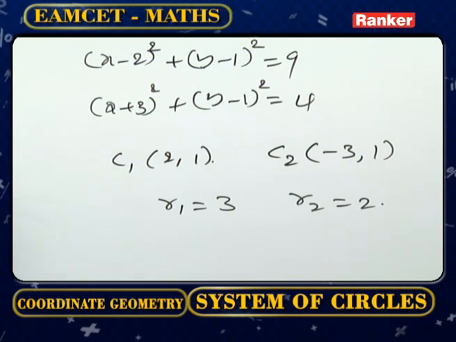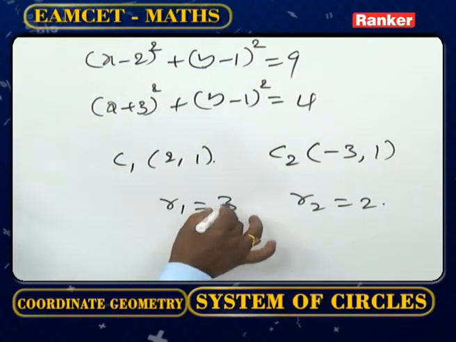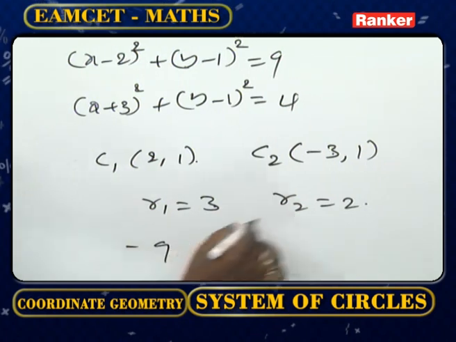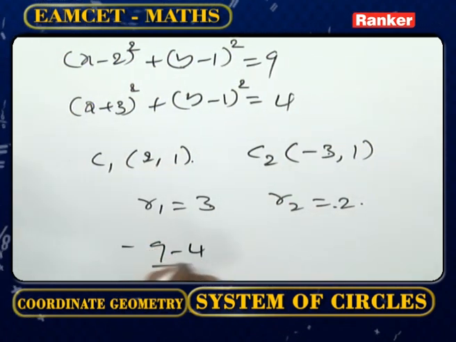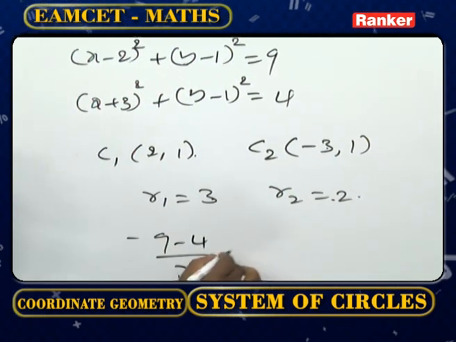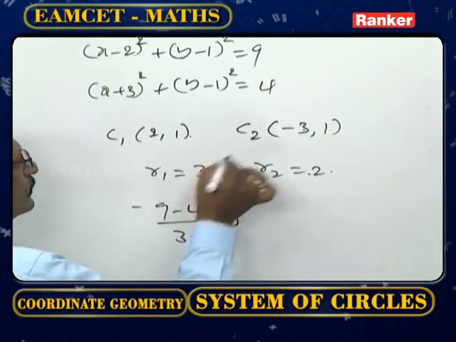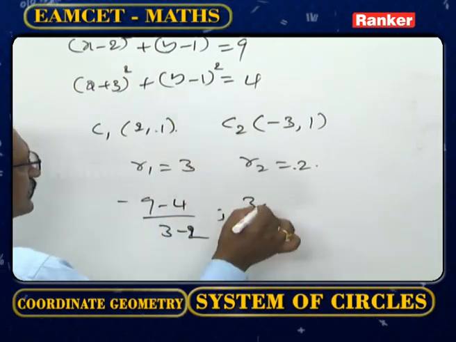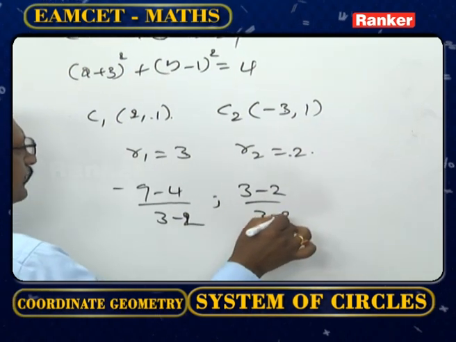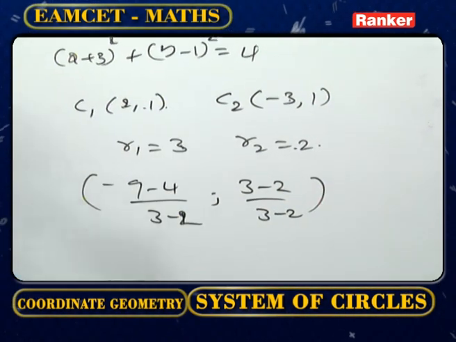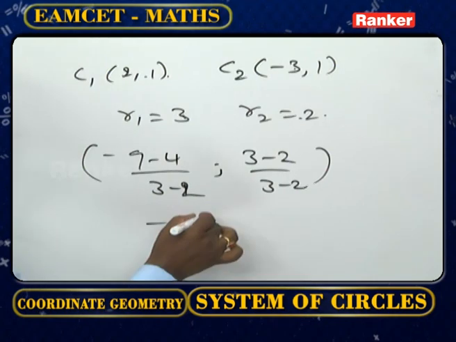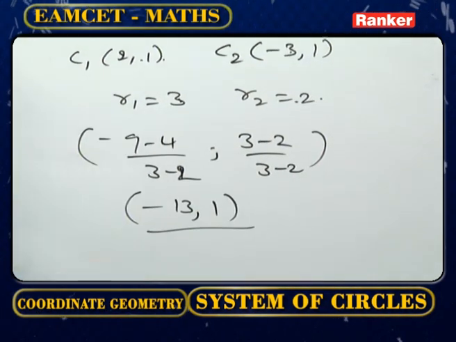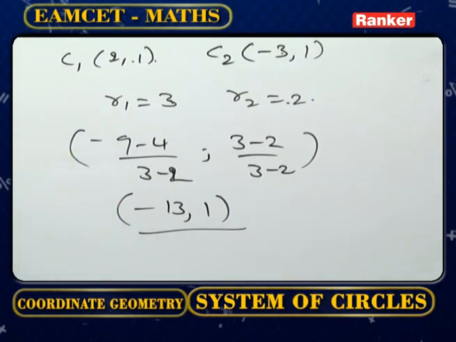Now the externally dividing point is (mx2 - nx1)/(m - n): (-9 - 4)/(3 - 2), comma (3 - 2)/(3 - 2). That equals (-13, 1). Now the first option is correct.